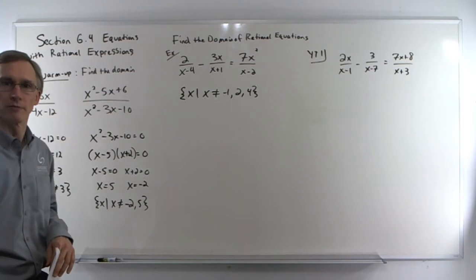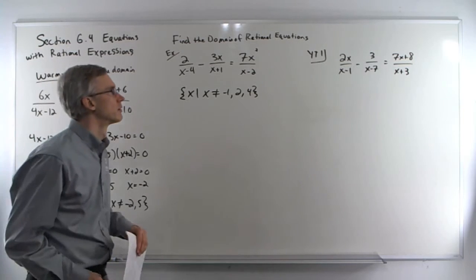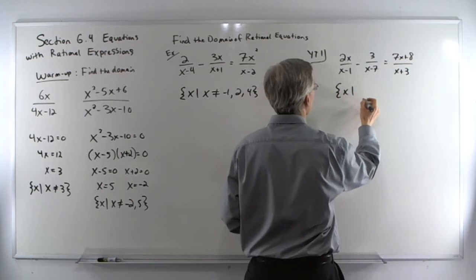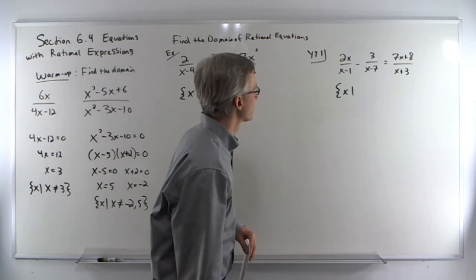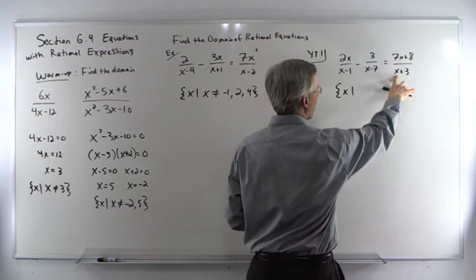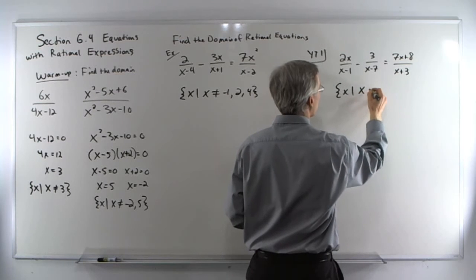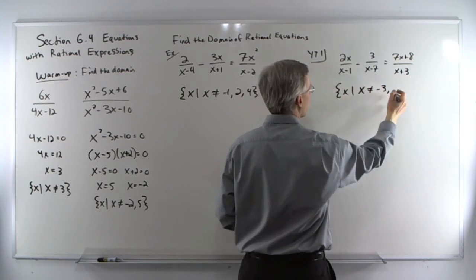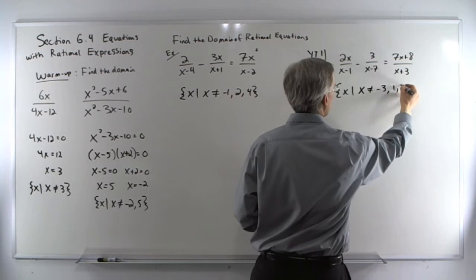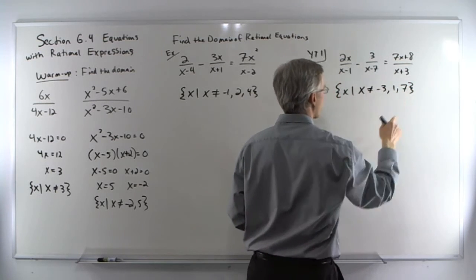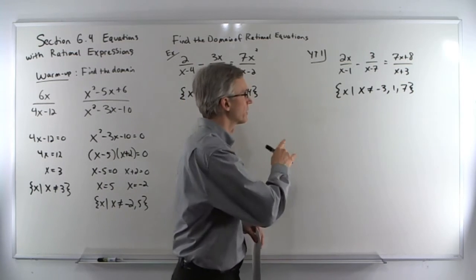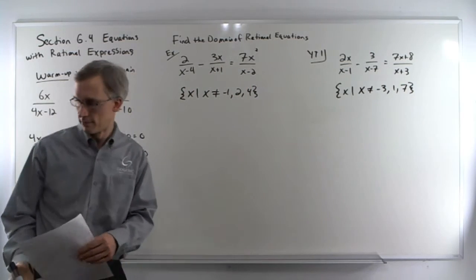Your turn, number 1. All right, so for this one, if I plug in negative 3 here, I'll get division by 0, so can't have negative 3. Plug in 1 here, or 7 here. So those are the three values that cannot be in the domain. So the domain is all real numbers except negative 3, 1, and 7.